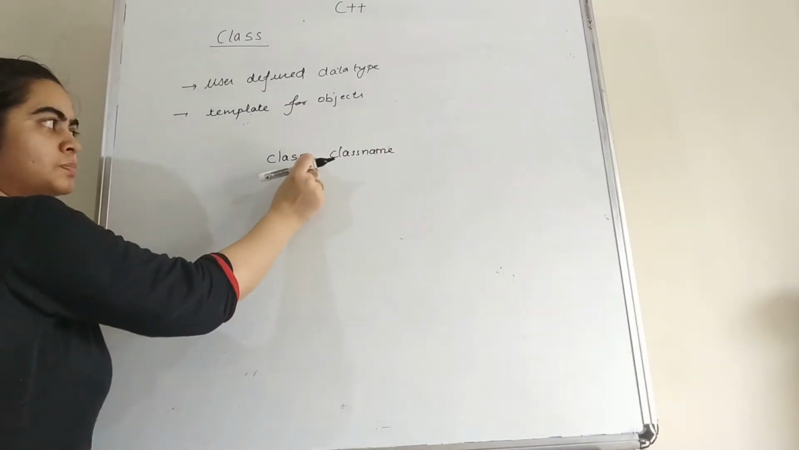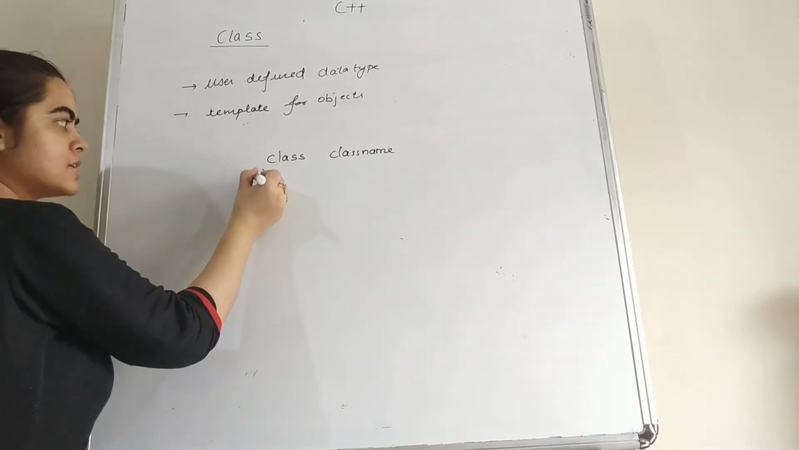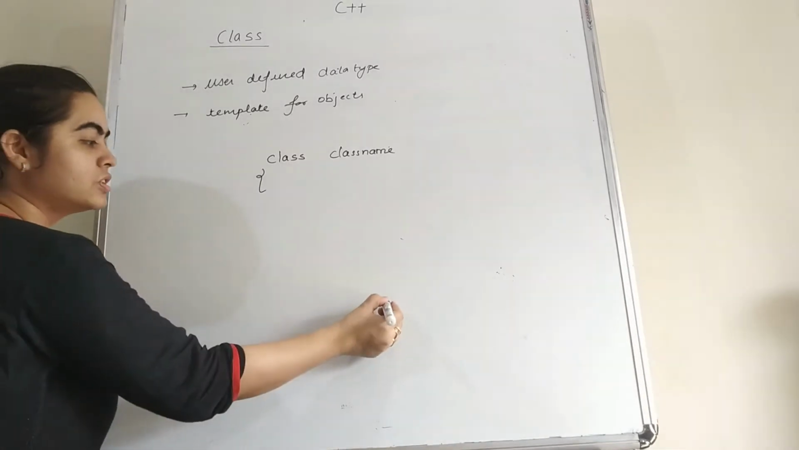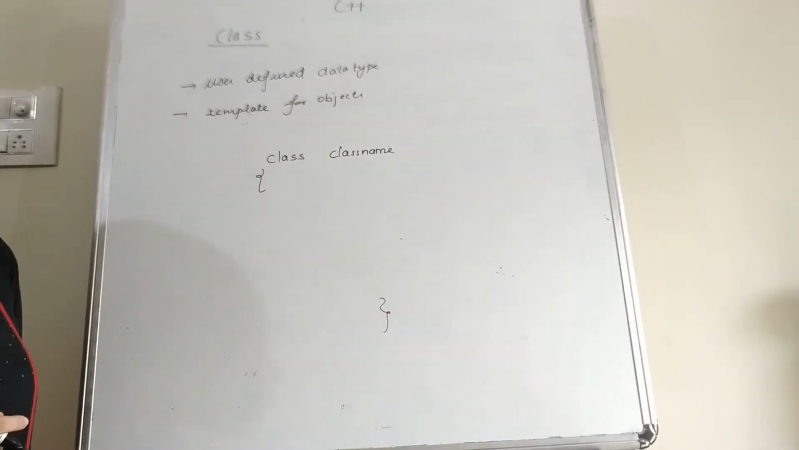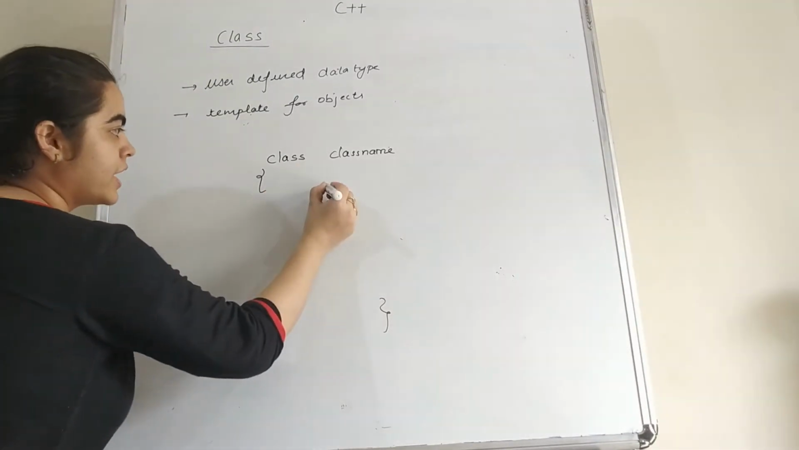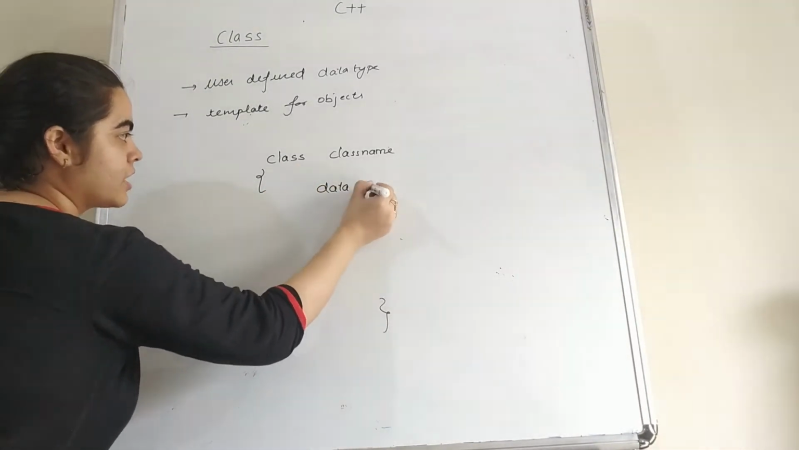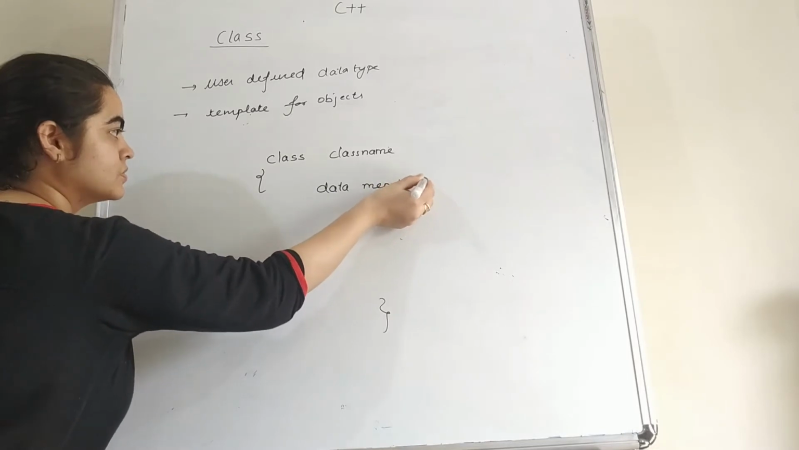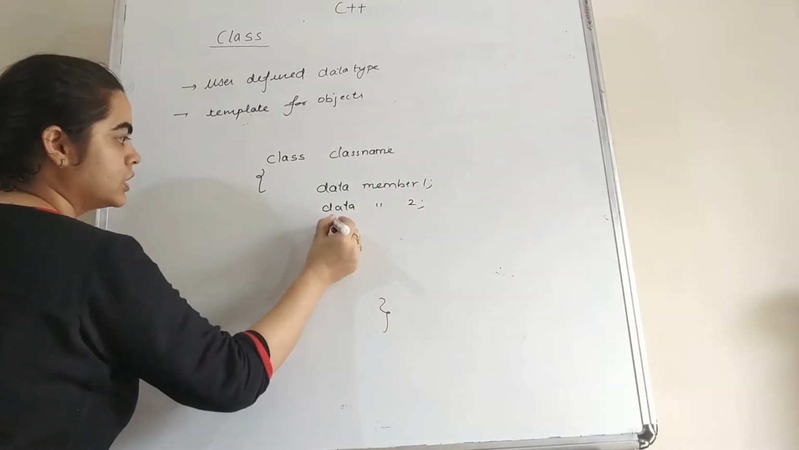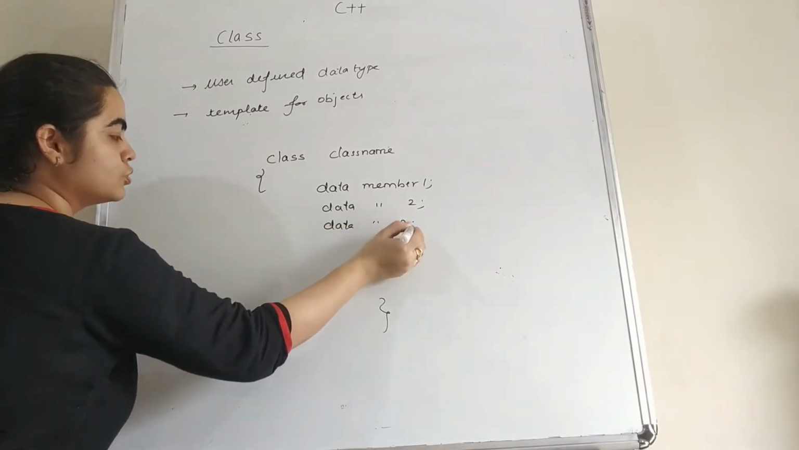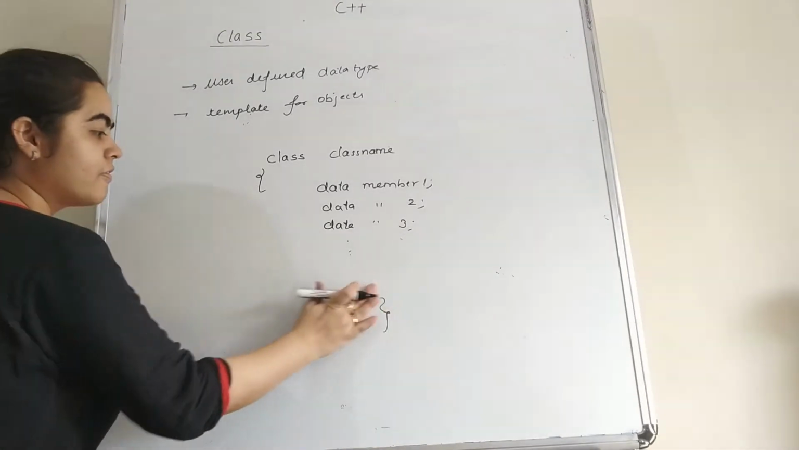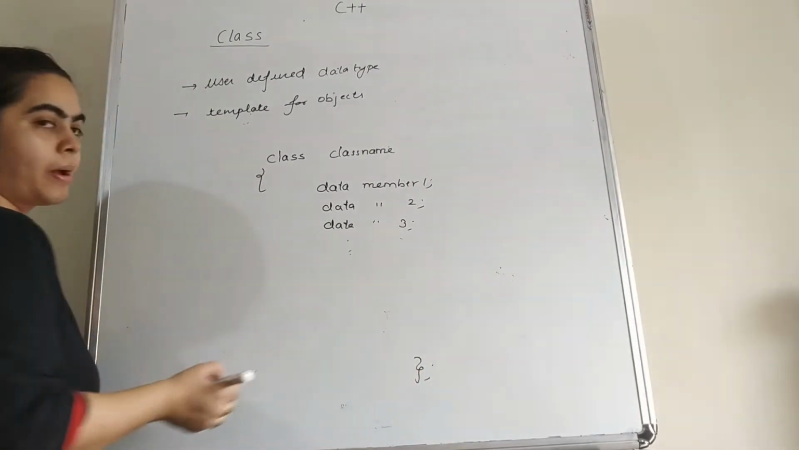So after space we can write the name of the class and we can start the curly brackets. Now in these curly brackets we have to define the data as well as the functions that belong to this class. So first data we can declare here data member 1. Second is data member 2. Third is data member 3, and so on. We can declare any number of data members, and after this we have to declare the member functions.